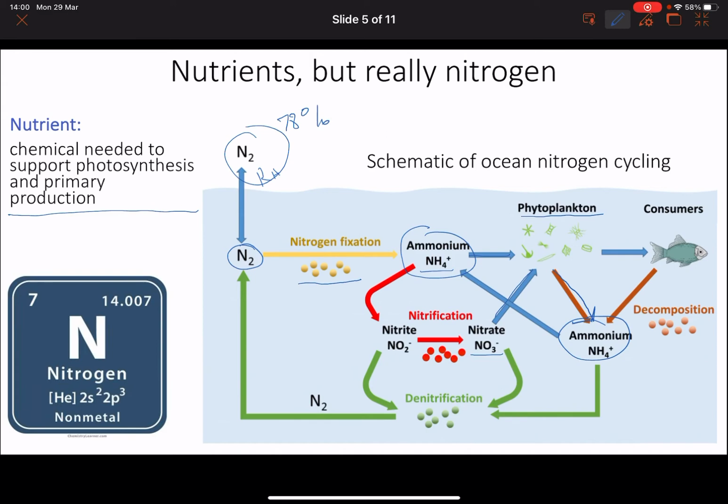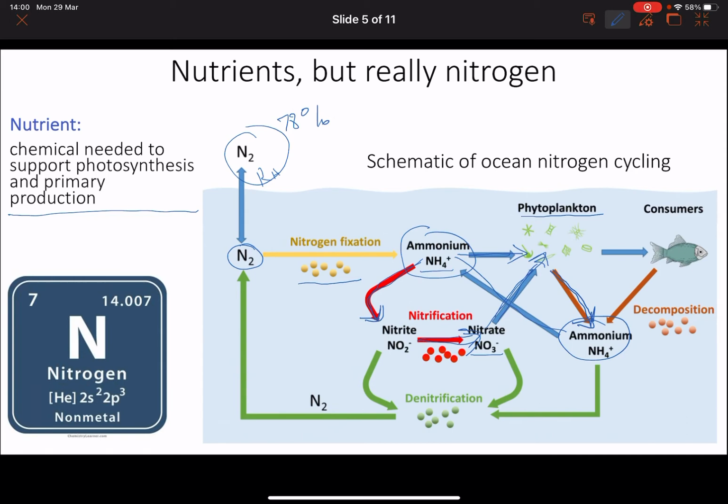So the ammonium is then oxidized in the ocean, because the ocean's an oxic environment, to nitrite and then to nitrate. And then the phytoplankton can use the nitrate again, and then the phytoplankton die and they release ammonium. Some of that ammonium is taken up, but some of it's oxidized to nitrite and then to nitrate. And you can see you just keep going around this cycle.